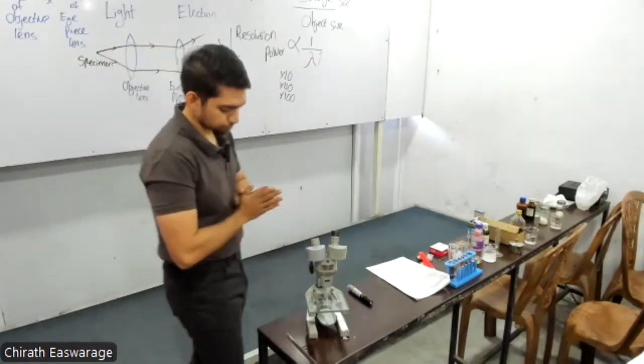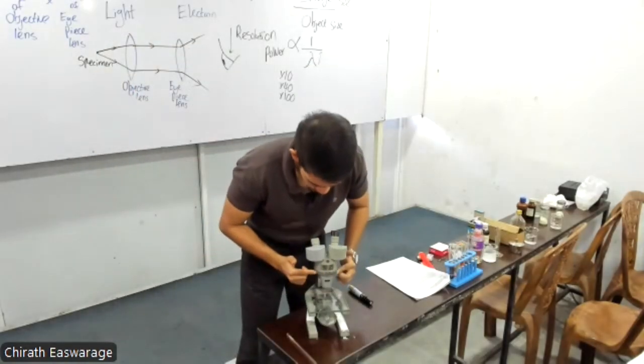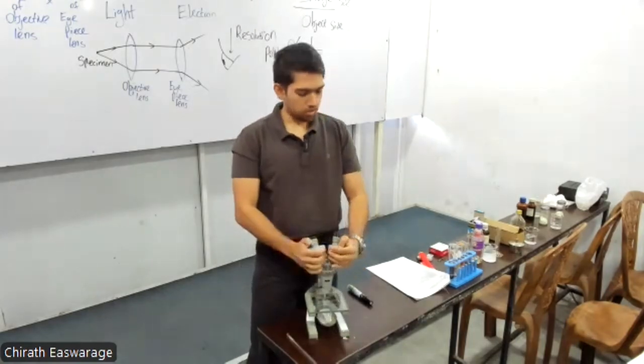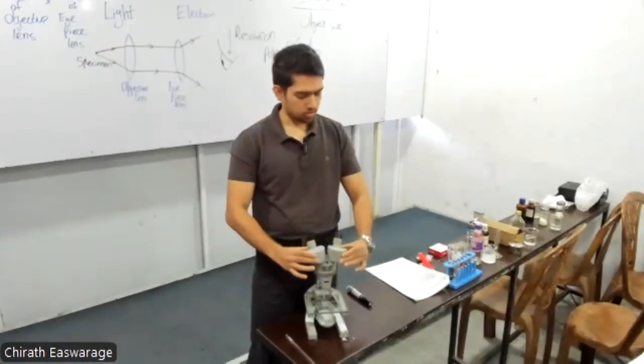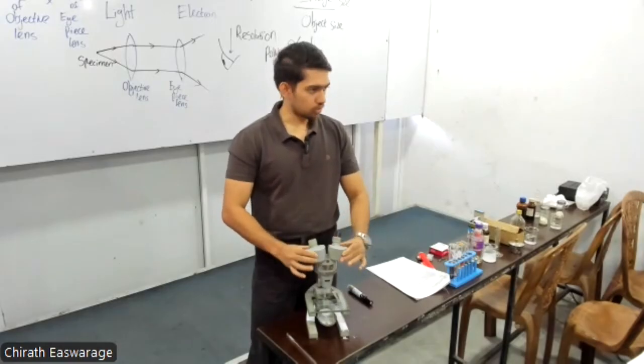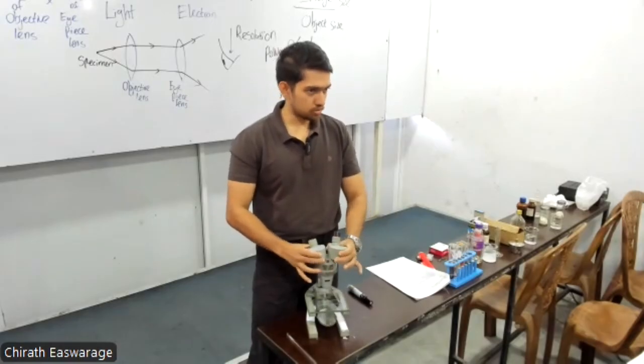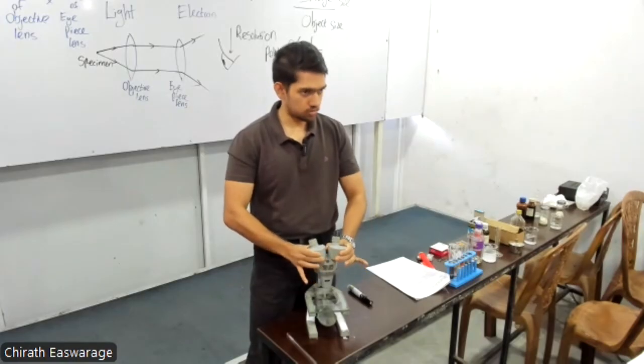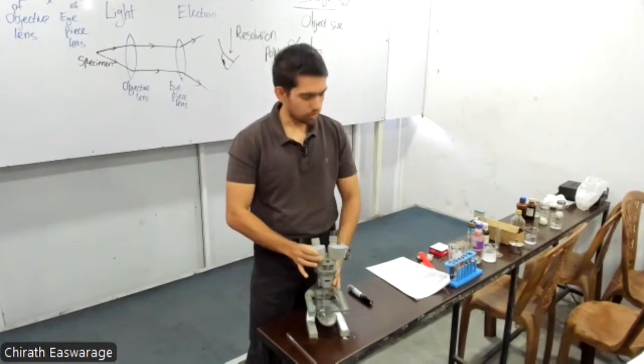So the objective lens, the nose piece, and these are your eyepiece lenses. Because this is, let's say, binocular, you can use both eyes. We have two eyepiece lenses. Okay, clear?